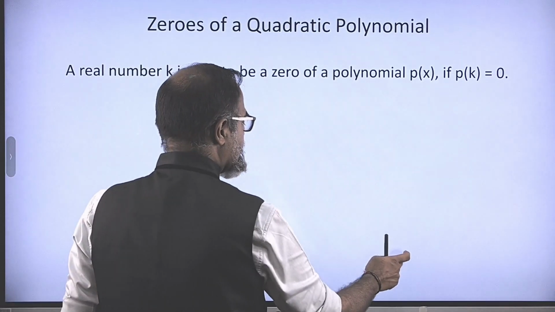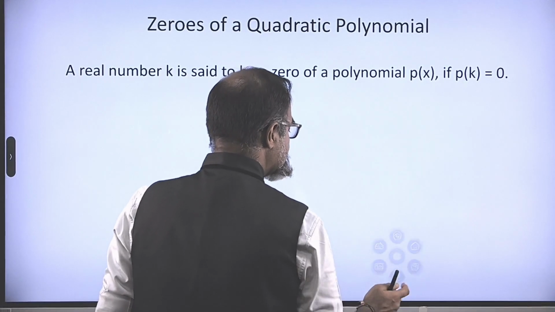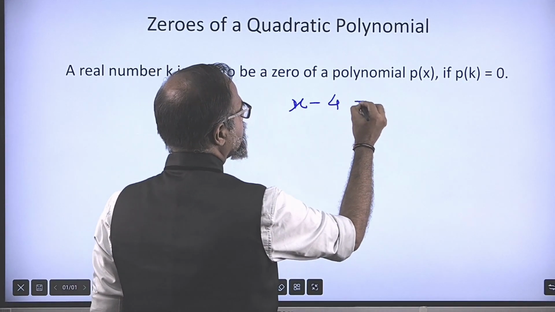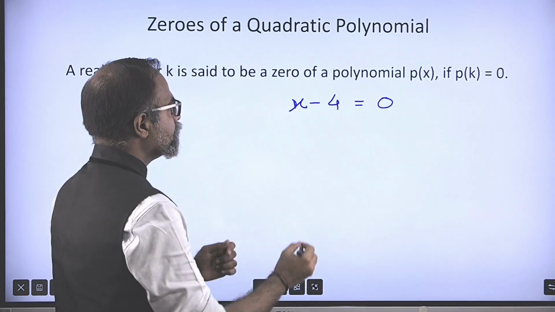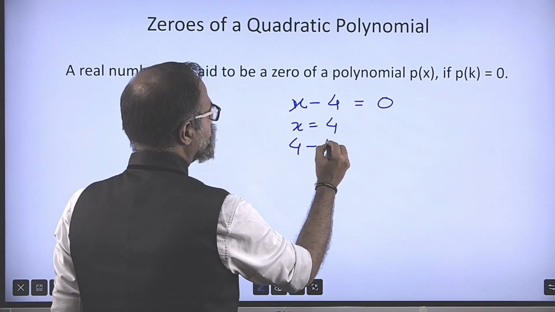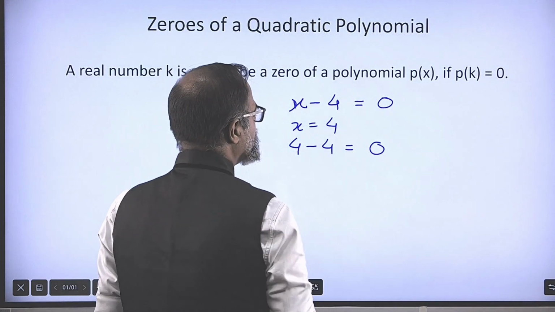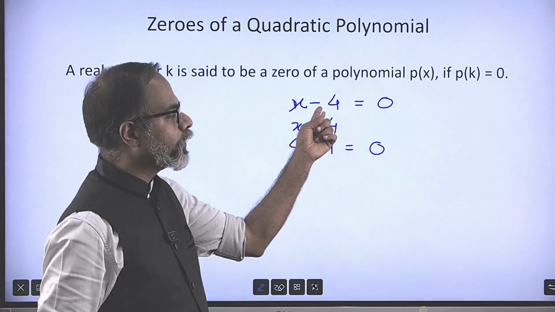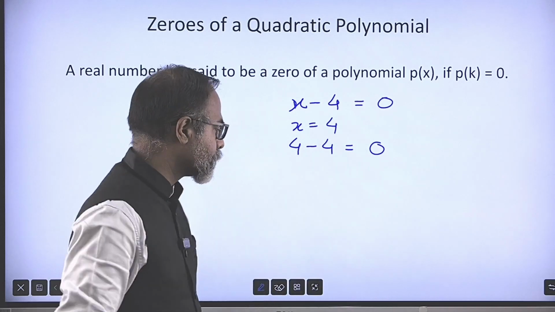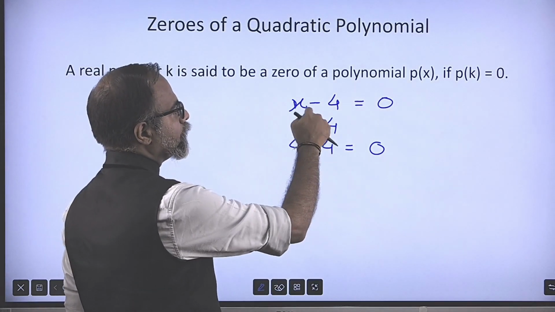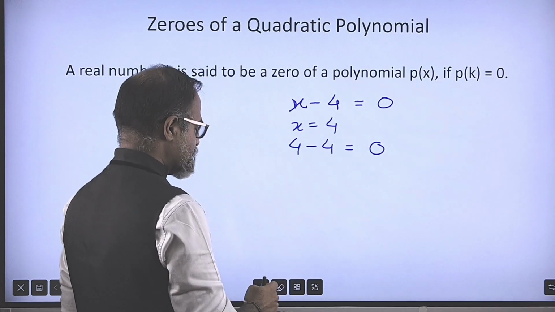Let's take an example. If I say x minus 4 equal to 0, and I take the value of x as 4, then 4 minus 4 is equal to 0. That means 4 is the zero of the polynomial x minus 4. That is, when I substitute the value of x with 4, the polynomial resolves to 0.